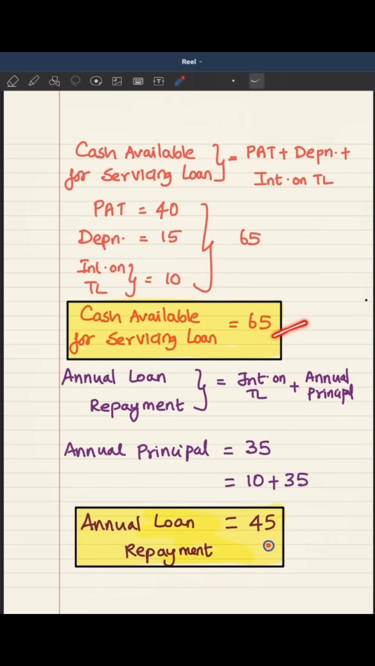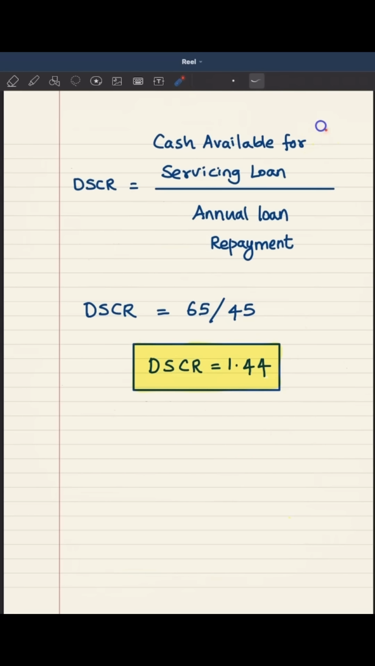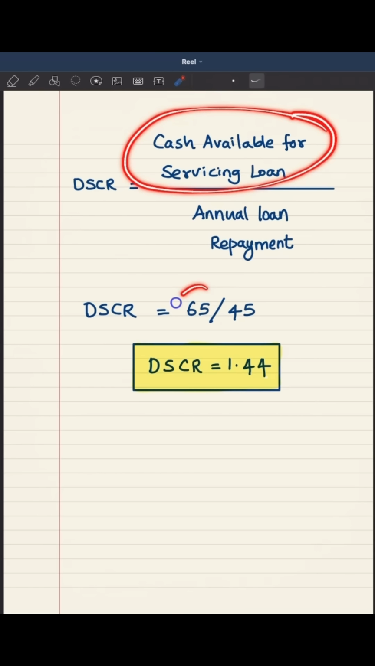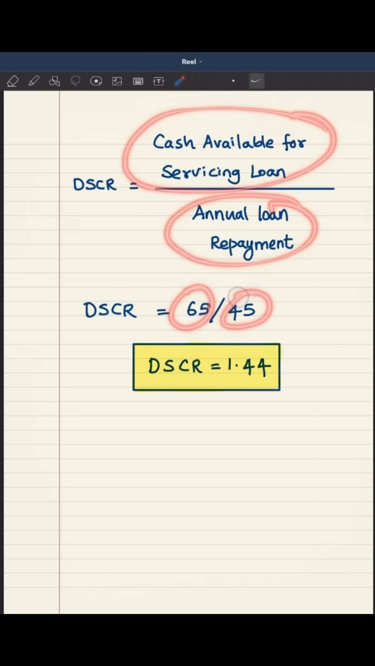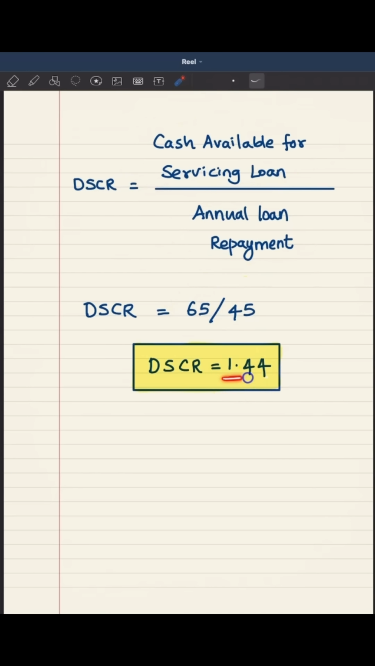Now we have to compare these two. So let us do that. Cash available for servicing the loan is 65 and annual loan repayment is 45. So 65 divided by 45, you get value as 1.44. So this means this entity is having a cash profit of 1 rupee 44 paise for every 1 rupee of loan repayment obligation. It means they have 44 paise in surplus.